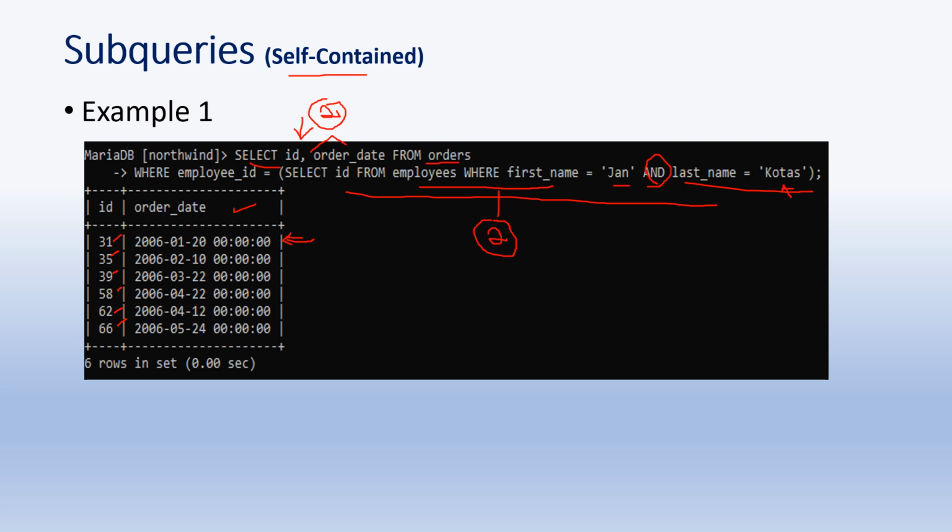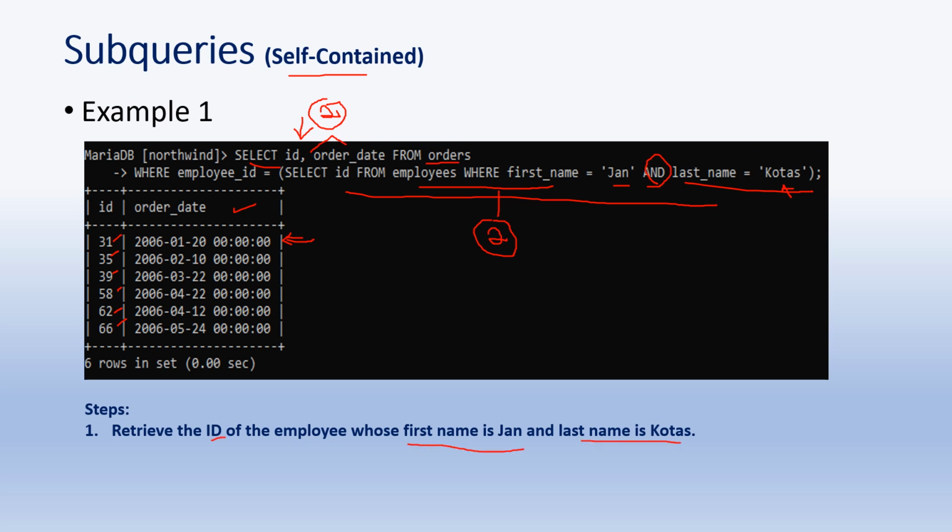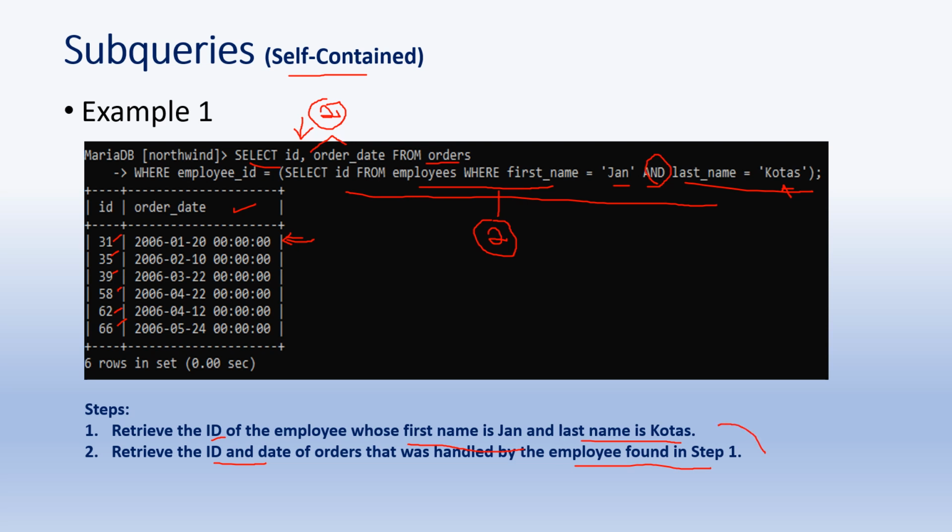This is how subquery works for a self-contained statement. Step 1, just like I said just now, it will retrieve the ID of the employee whose first name is Jane and last name is Kotas. And then it will retrieve the ID and date of the order that was handled by the employee found in step 1. Yes, this is exactly how it does it.